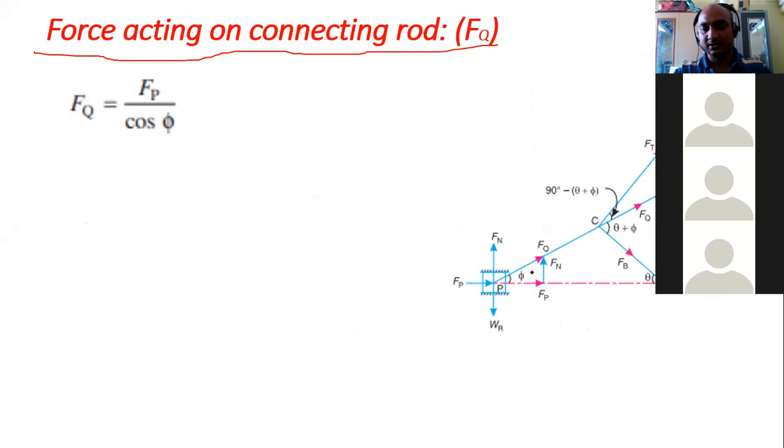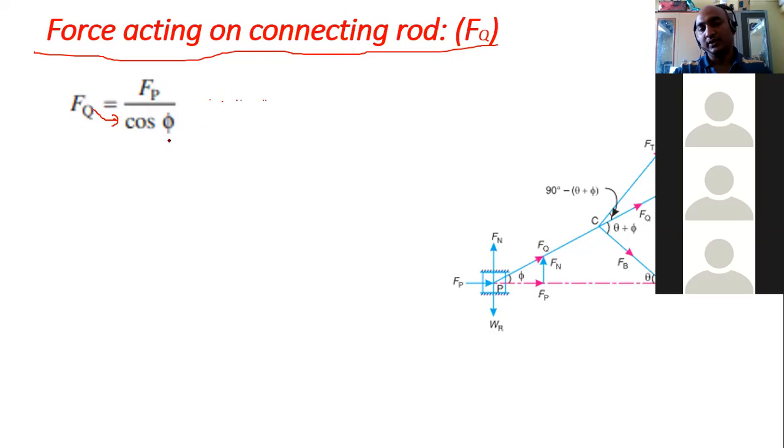That already we mentioned: if you assume that this Fq is divided into two perpendicular components, one will be, let us say, Fn and the second will be Fp. So Fn will be equal to Fq sine phi and Fp is equal to Fq cos phi. See this, Fq cos phi equals Fp. Therefore Fq will be equal to Fp upon cos phi. So this was our assumption, and that's why we are able to write this equation.